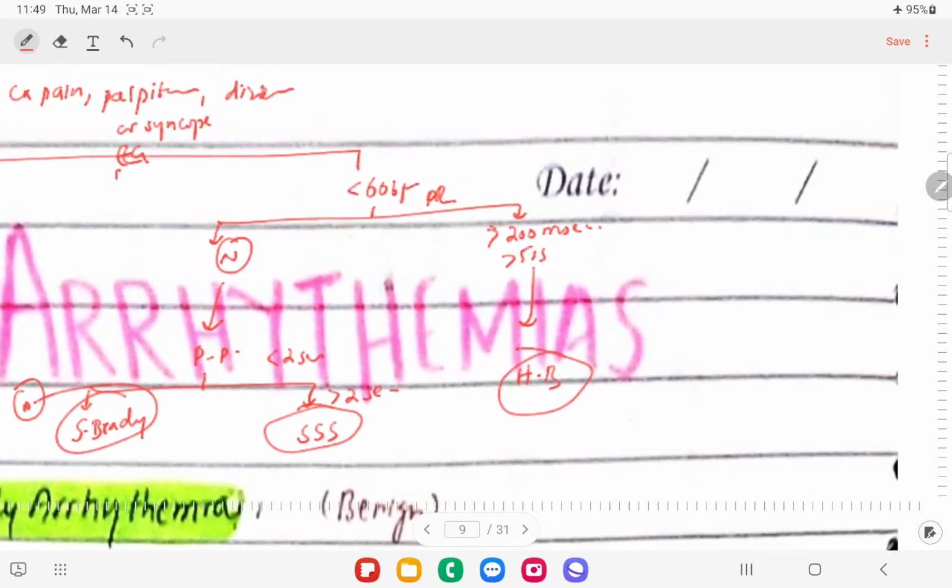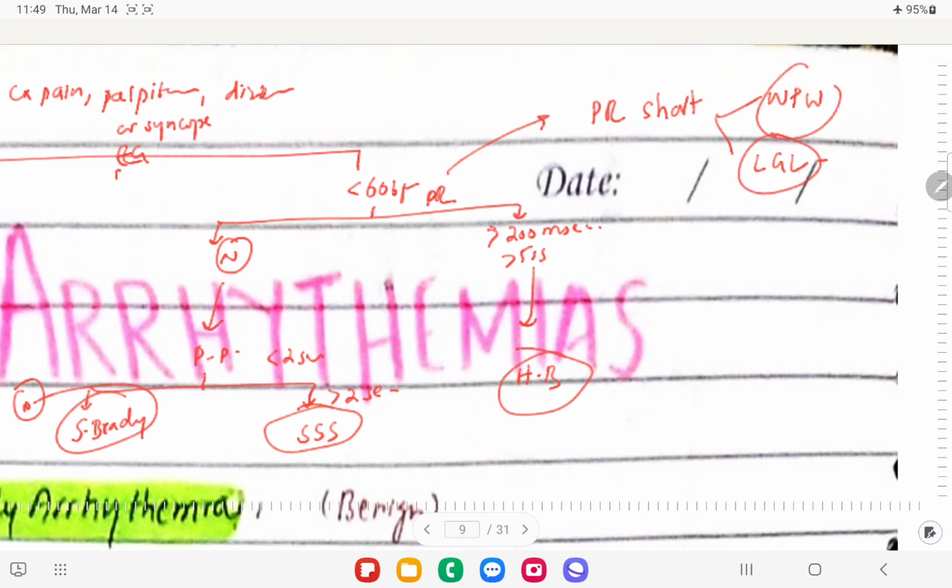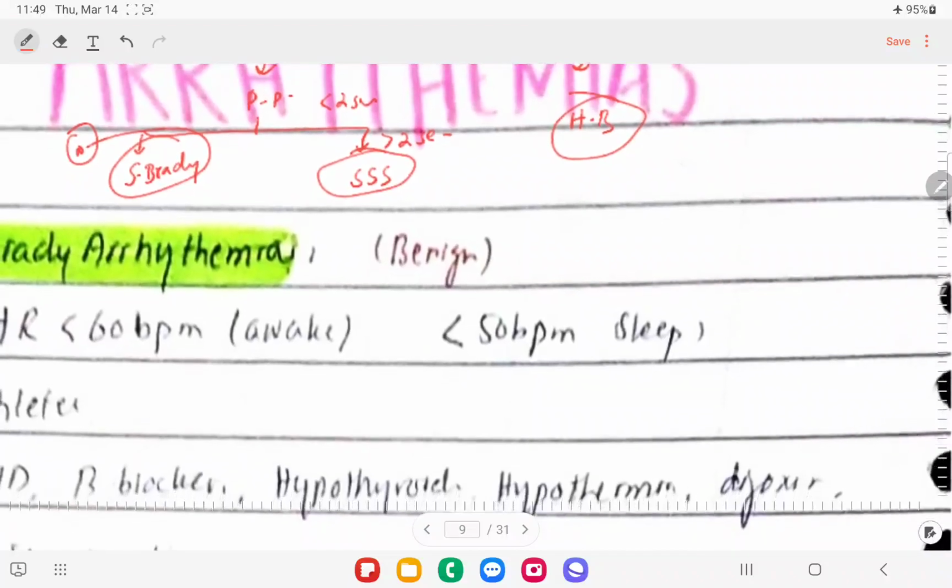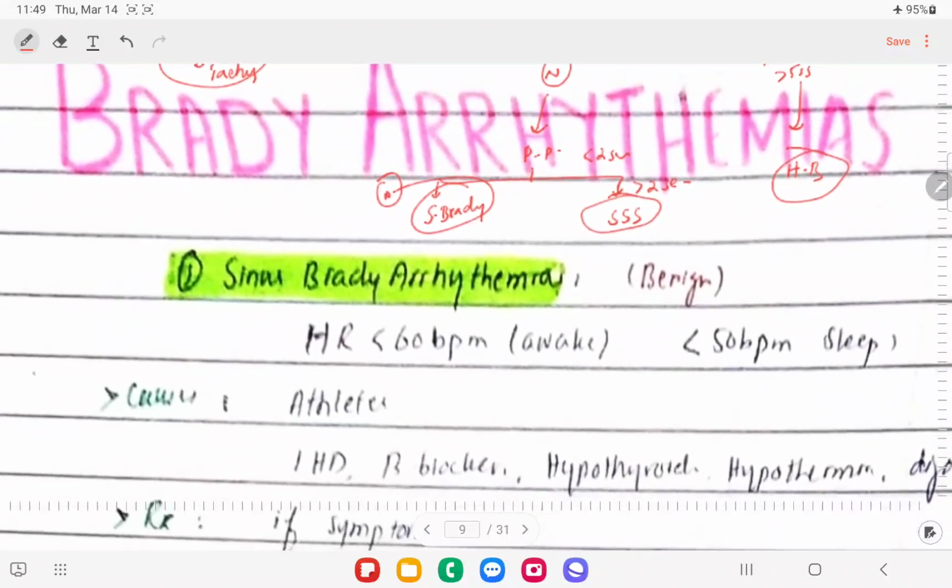I'm also going to discuss the pre-excitation syndromes. One is called Lown-Ganong-Levine syndrome, and another is called Wolff-Parkinson-White syndrome, in which we see the PR interval getting shorter. If the PR interval is short, there are two possibilities: Wolff-Parkinson-White syndrome and Lown-Ganong-Levine syndrome. I will talk about that in a separate section on pre-excitation syndromes.